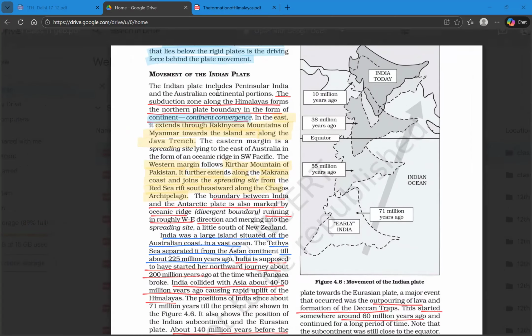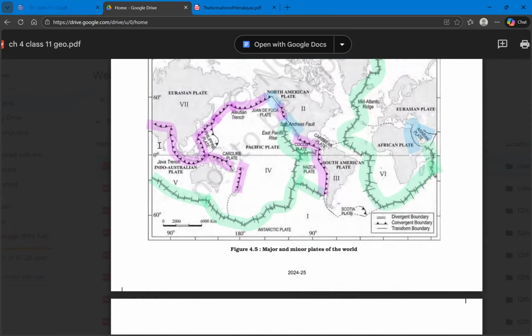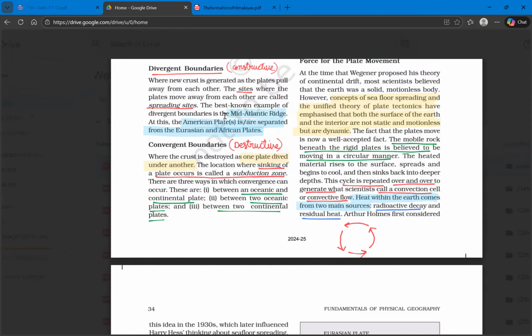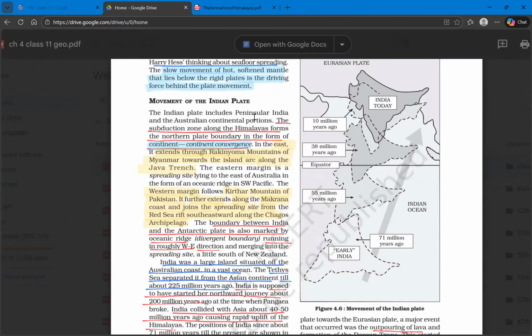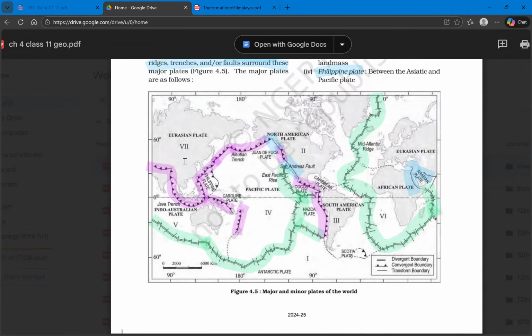The Indian plate includes peninsular India and the Australian continental portions. Let's see the Indian plate once. Here, if we see, this is the Indo-Australian plate. So this is what it is saying, that the Indian plate includes peninsular India and the Australian continental portions. The subduction zone along the Himalayas forms the northern plate boundary in the form of continent-continent convergence. So here, if you see, the Eurasian plate is a continental plate, and the Indo-Australian plate is also a continental plate.